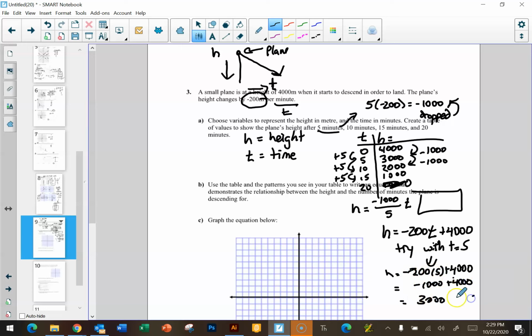Does that match up with our graph? Sure it does. If t is 5, h should be 3,000. So in this case, we know that it's going to be plus 4,000. Our final equation here is h equals negative 200t plus 4,000.